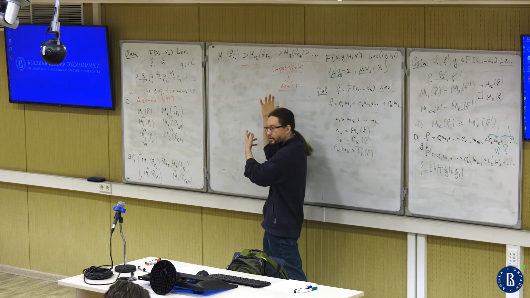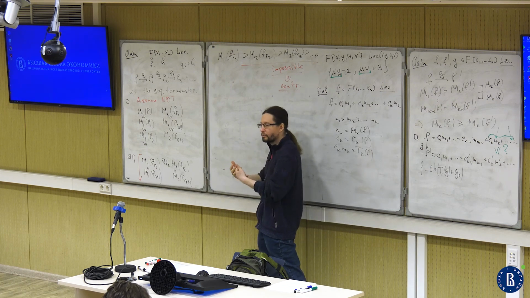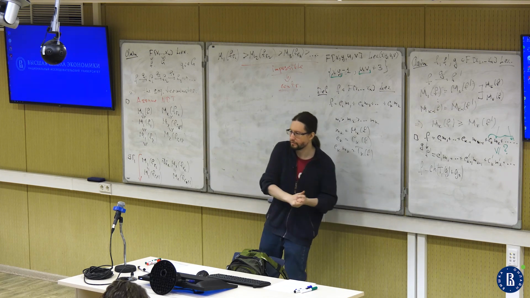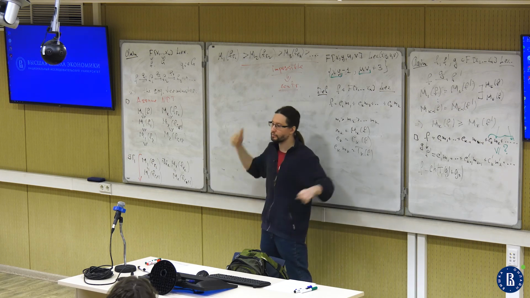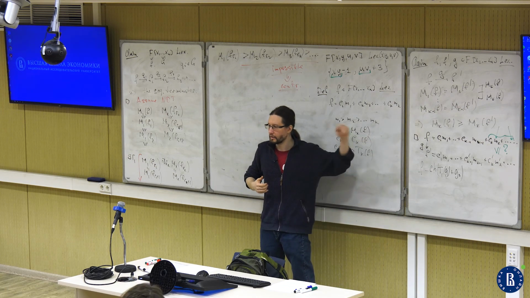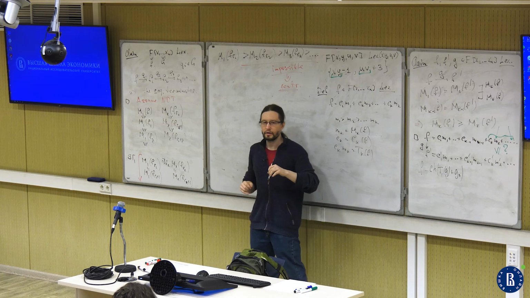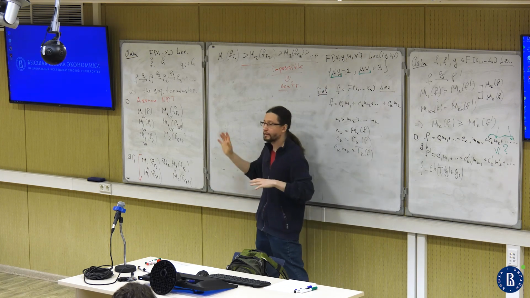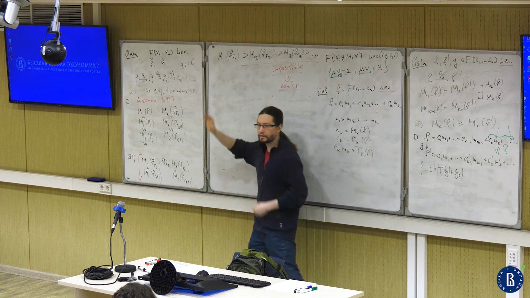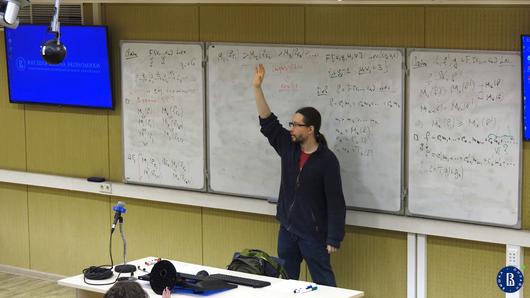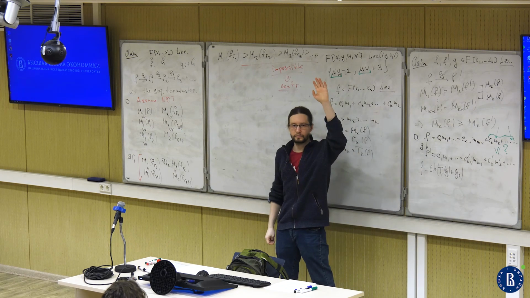And this is a contradiction because for the lexicographical ordering, we do not have a strictly decreasing sequence of monomials. It must stabilize. That's what we proved at the beginning of the lecture. Was it clear now? Are there any questions regarding the proof?